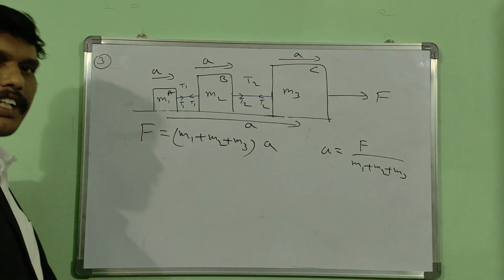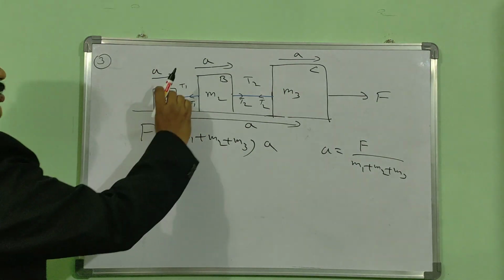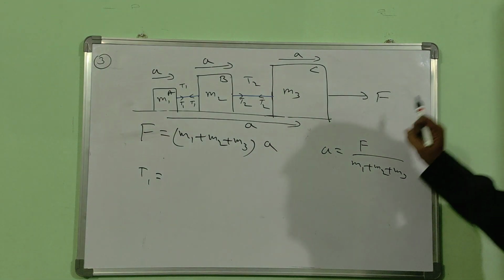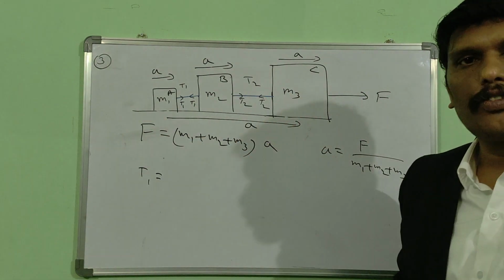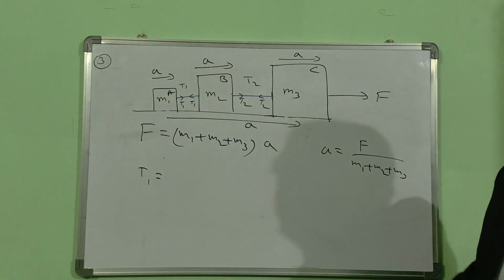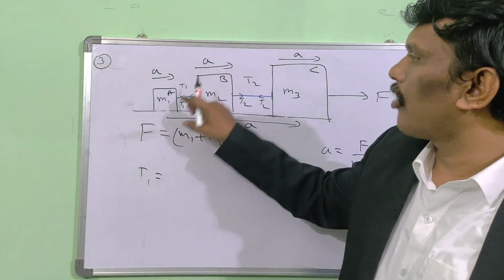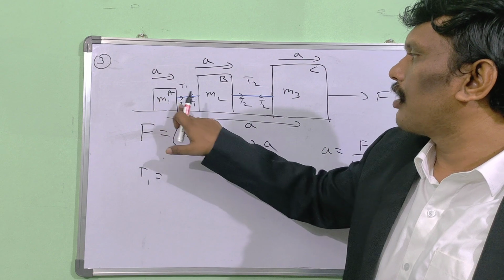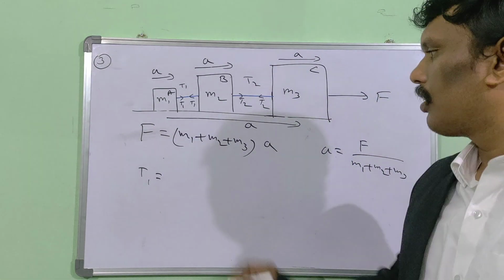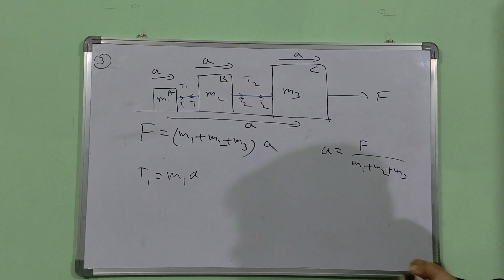Suppose you want to calculate tension T1. Observe here. T1 pulls how many masses? Here F is pulling three masses, M1 plus M2 plus M3. We wrote that because F is pulling three masses: 1, 2, 3. But to calculate T1, how many masses does T1 pull? T1 pulls only one mass. That is M1. That's why it is M1 into its acceleration A. Problem over. That is the tension.